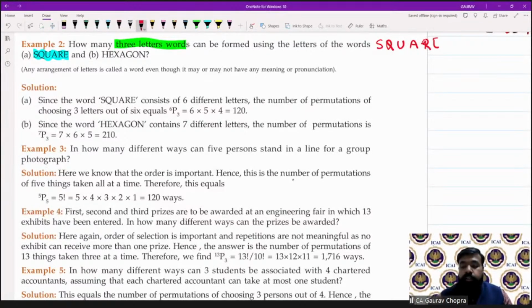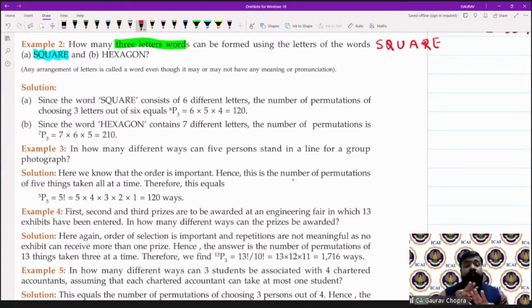S-Q-U-A-R-E. This is the word. Each letter is available to us only once. We can use one S, one Q, one U, one A, one R, and one E. Each and every alphabet is available only once in this spelling. So we can use three alphabets to form the three-letter word. Now, which three alphabets will be selected? We can select any three, like SQU, SQA, SQR, QAE, QAR. So any three we can select. So how many possibilities are there?